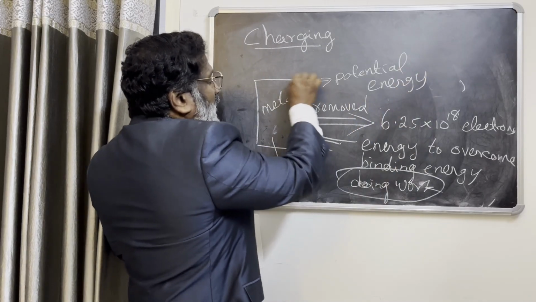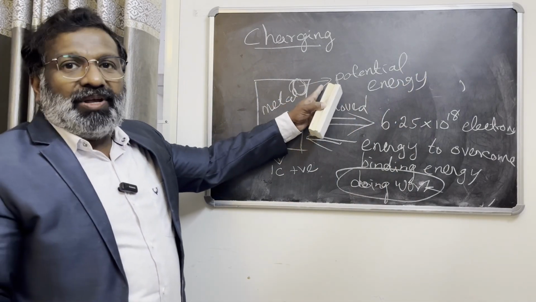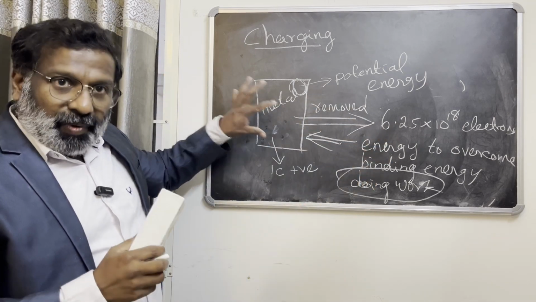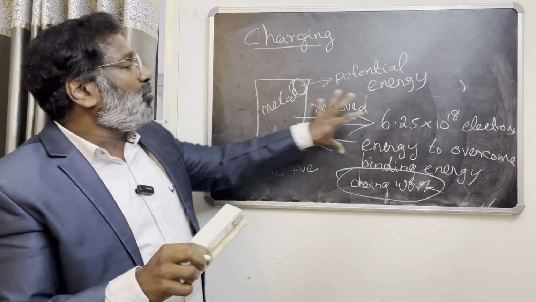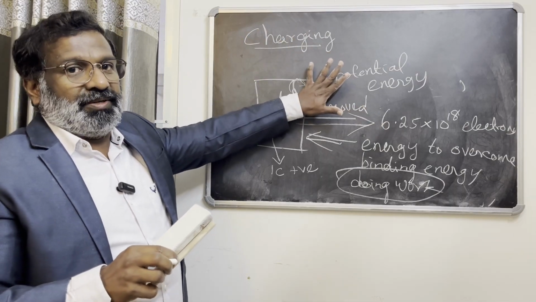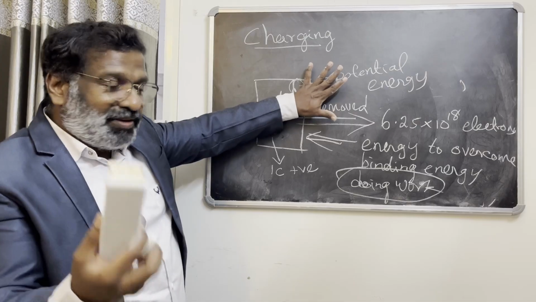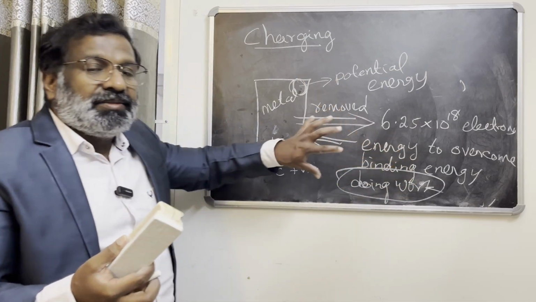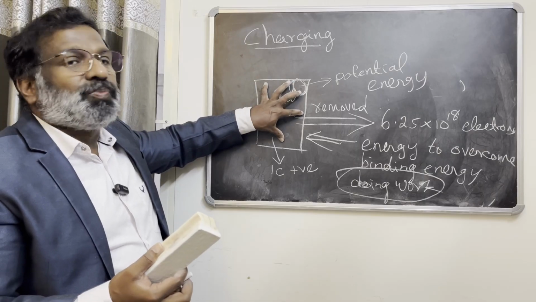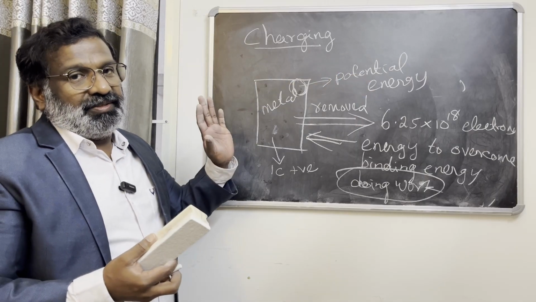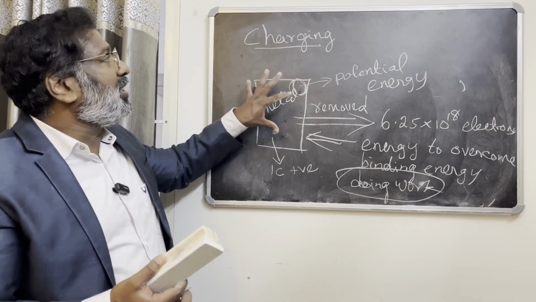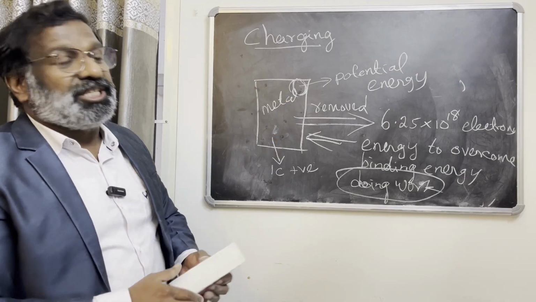Okay, so inside the metal, we now have stored potential energy. Whatever energy I apply to overcome the binding energy for removing an electron will be stored inside the metal as potential energy. Or in other words, the work done in charging the metal will be stored inside the charged particle as potential energy. So the stored potential energy in a charged particle is called electric potential.